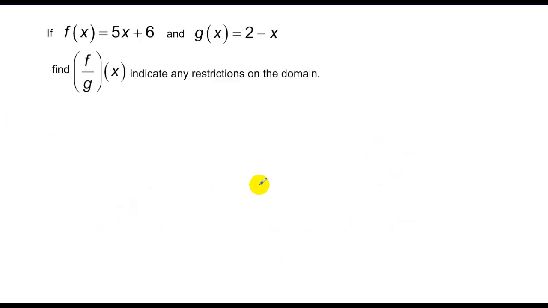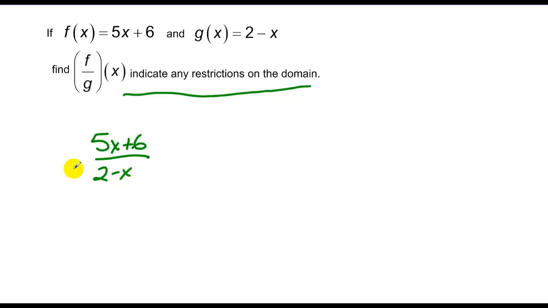So in this case, we have the same two functions, f of x and g of x, and they want us to find f divided by g of x and indicate any restrictions on the domain. So we'll talk about that once we do it. First of all, it's just putting the f function over the g function.